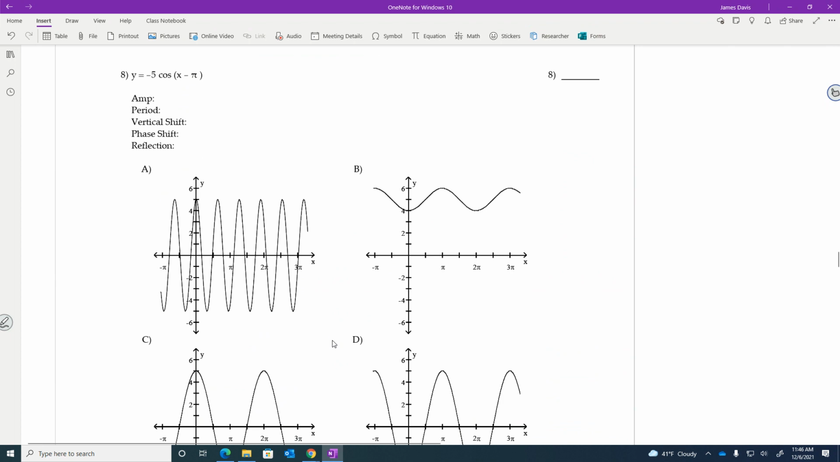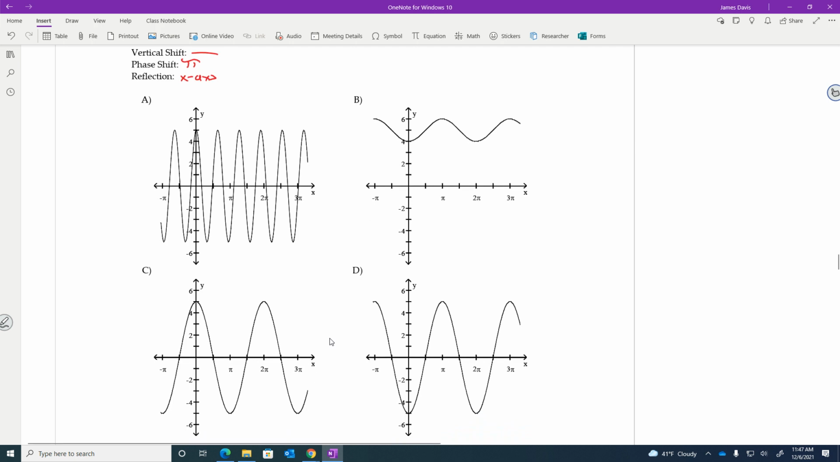Number 8: amplitude of 5, period is still 2 pi, no vertical shift, phase shift to the right pi, and it does have a reflection over the x-axis. So an amplitude of 5 means we can eliminate B. Clearly it doesn't have an amplitude of 5.